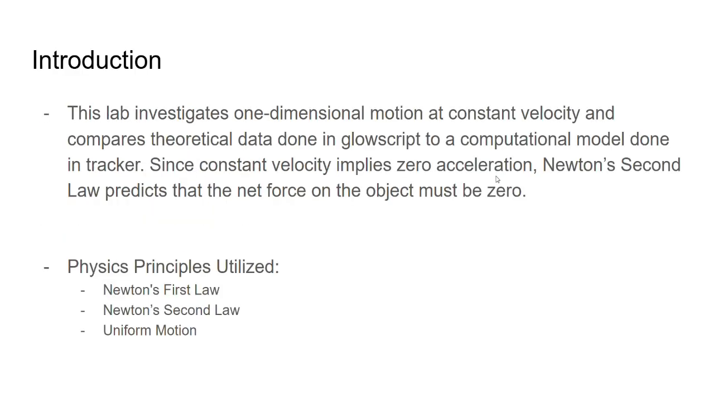So for this experiment, I analyzed one-dimensional motion at constant velocity, and I tracked the motion using Tracker to get position versus time, and then I created a computation model in GlowScript to predict what the motion should look like. The main idea here is that constant velocity means zero acceleration, and if acceleration is zero, Newton's second law tells us that the net force on the object also has to be zero.